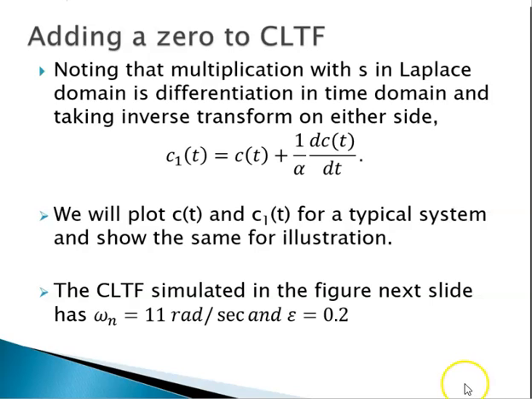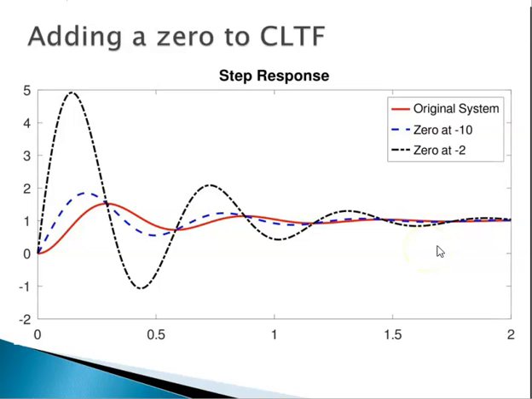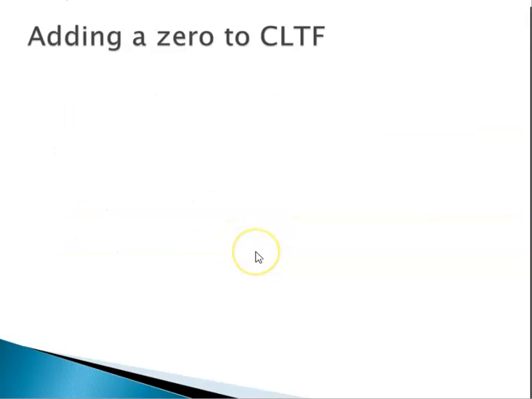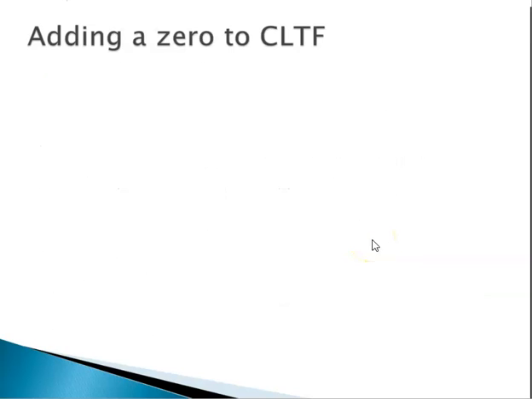We'll just take one representative example with omega n equal to 1 radian per second and the damping ratio to be 0.2, and plot the step response. Alpha at minus 10 is shown in blue. Alpha at minus 2 is shown in black, and the red is the original system. That is, we have an original system, to which we added the term s plus alpha, and plotted the responses C(s) and C1(s) for two different values of alpha: alpha equal to -2 and alpha equal to -10.